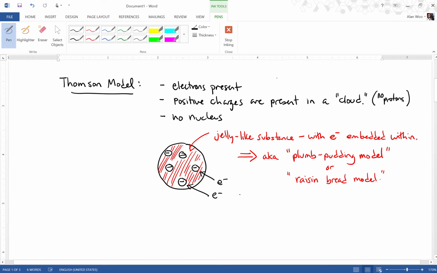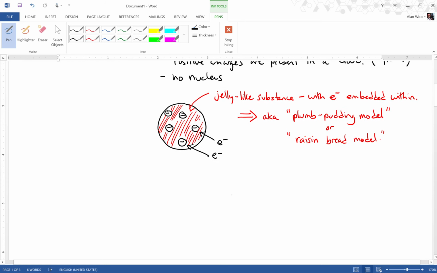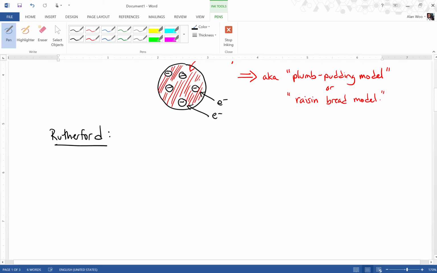And it didn't take too long for this model to change. Okay, it was within a matter of a decade, or even less than 5 years. But when change did come, it was Rutherford who made the change. Okay, so the Rutherford model looks a little bit more like what we kind of think of as models of the atom.